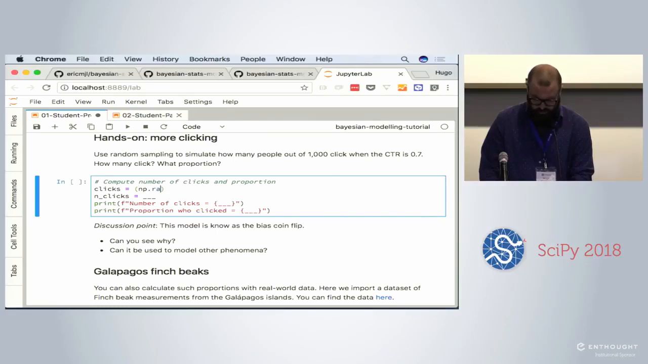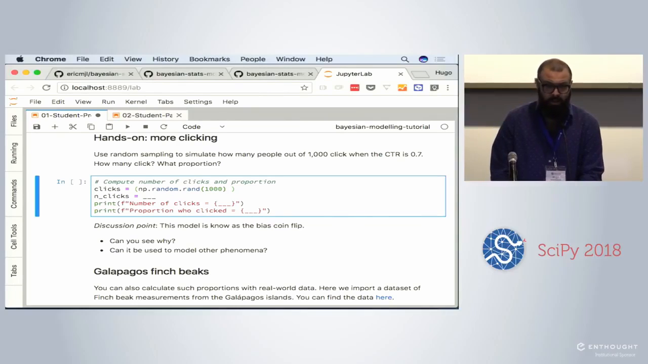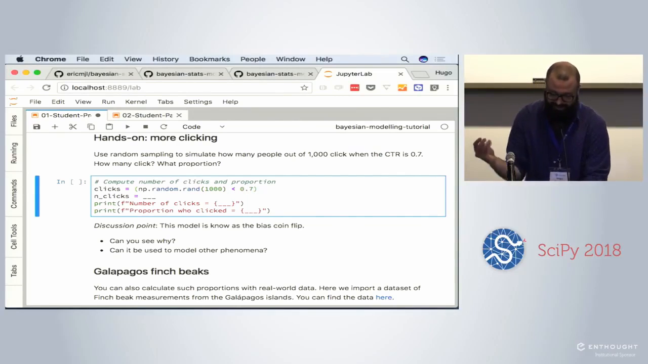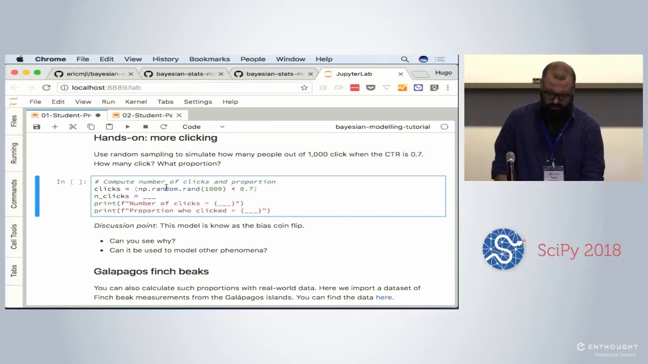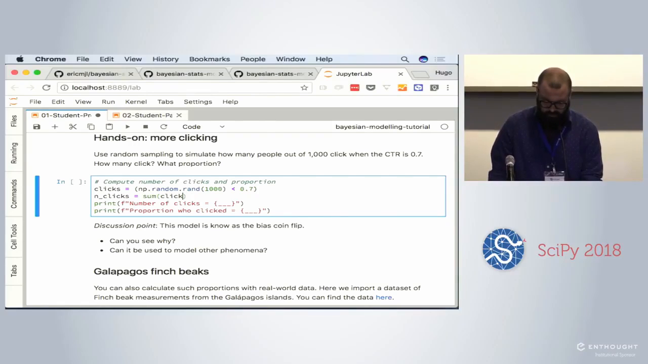So np.random.rand 1,000. Now, to get this Boolean array, what do I actually want? I want it less than 0.7, right? I actually think the notebook has 0.3 or something like that. So that was my non-strategic error. The number of clicks will be the sum of clicks. And to print this, we do number of clicks.